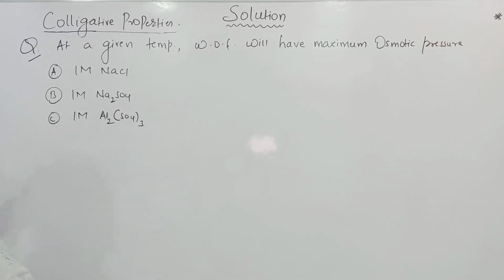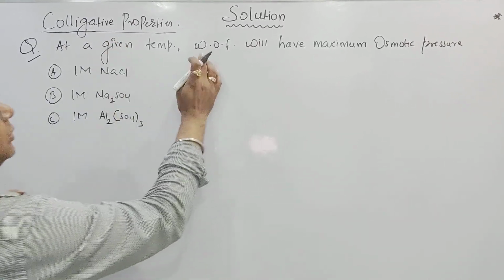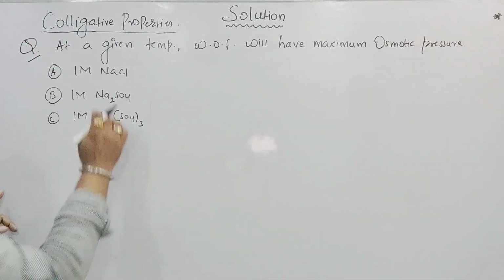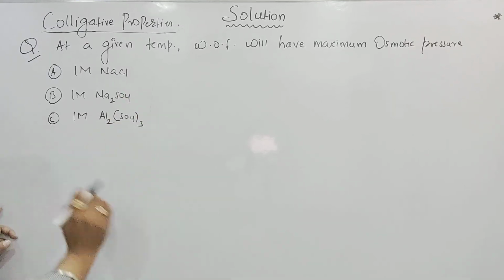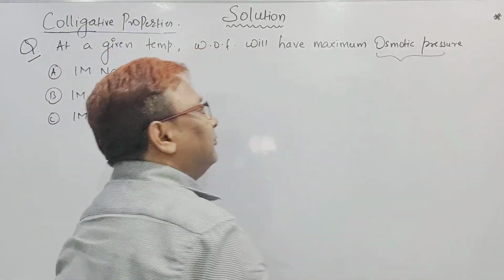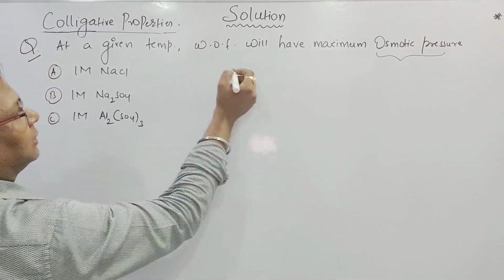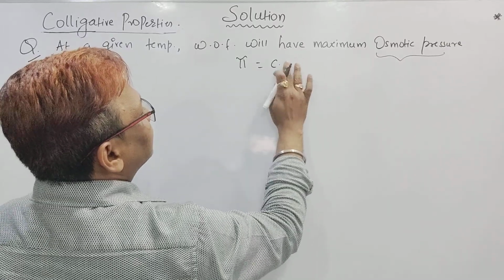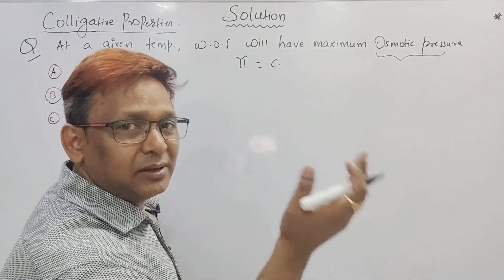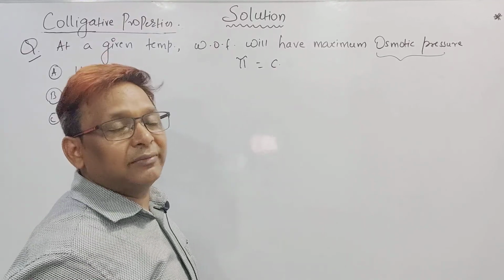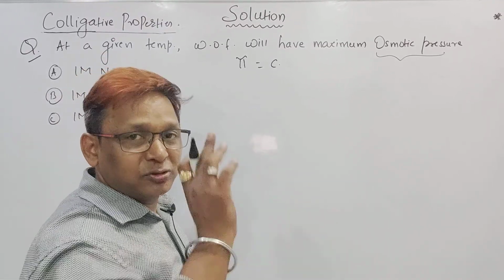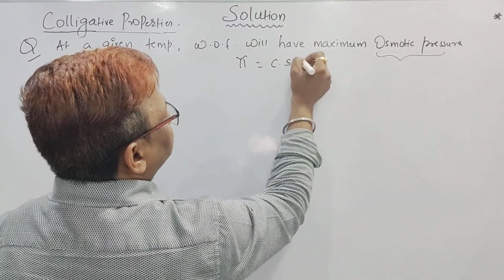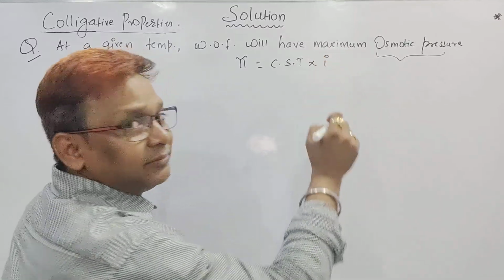But in this question: at a given temperature, which of the following will have maximum osmotic pressure? NaCl, Na2SO4, Al2(SO4)3, taken 1 molar each. Osmotic pressure is denoted as pi. Pi is equal to CST or CRT also we can say. S is the solution constant, and the value of S is the same as the value of R, which we use in the universal gas constant. So pi is equal to CRT or pi is equal to CST, but into i, the van't Hoff factor.